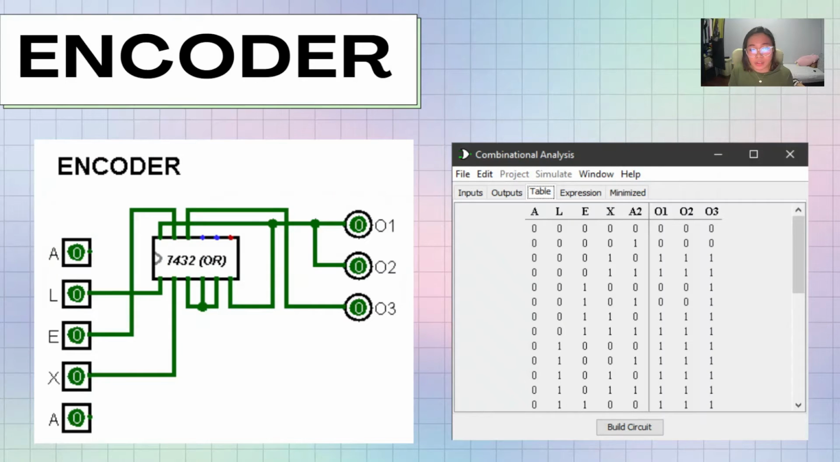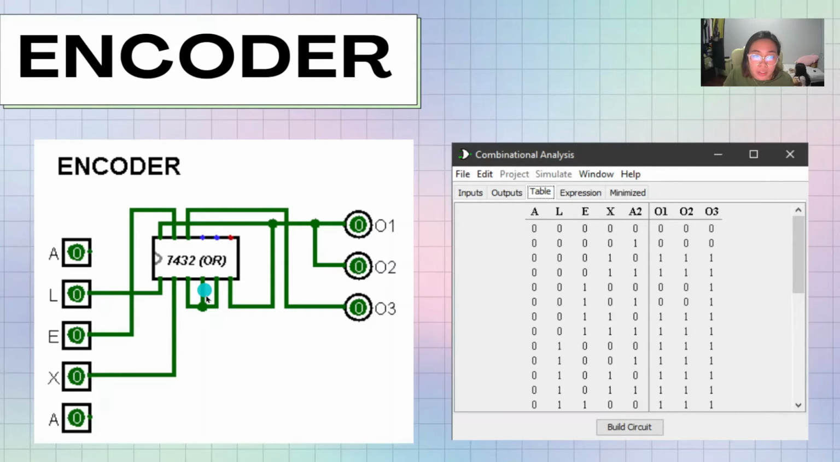So for the encoder, this is my circuit. With my name, Alexa, there are 5 inputs and 3 outputs. I also used a 7432 OR IC, and I connected the E vowel to the input here above, and both L and X below also to an input, and combined the other 3 inputs as one.